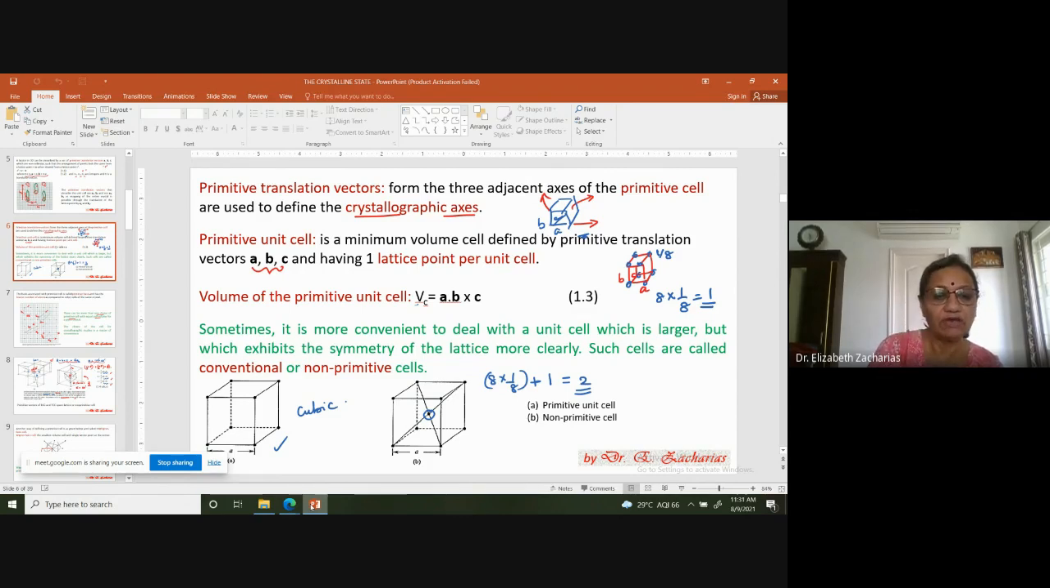We saw a figure where we talked about the difference between a primitive cell and a non-primitive cell. In this picture, the one on the left is a cubic cell, which is primitive. But on the right, you have a body-centered cube, which is non-primitive because there are actually two lattice points associated with that cell. And by the way, I made a mistake in the last class.